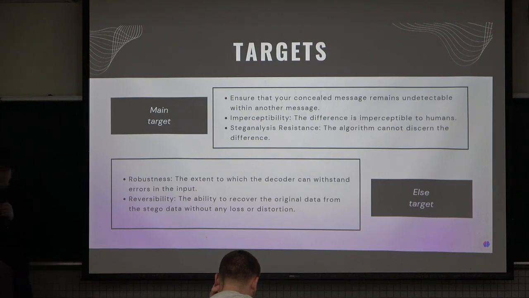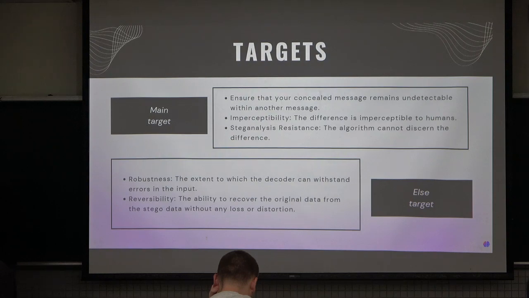And another word is reversibility, which means we want the message hidden in this image to be reversible back to the normal one, just like what was sent out before. Like we want to hide "hello" in the image, and after reversing, we still want to see "hello" in this image. And these are our targets.